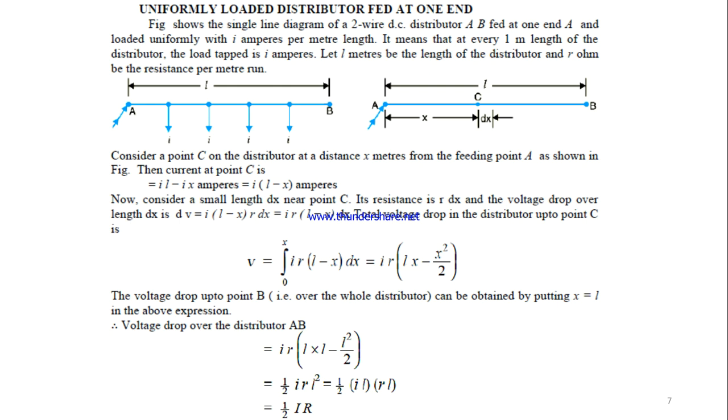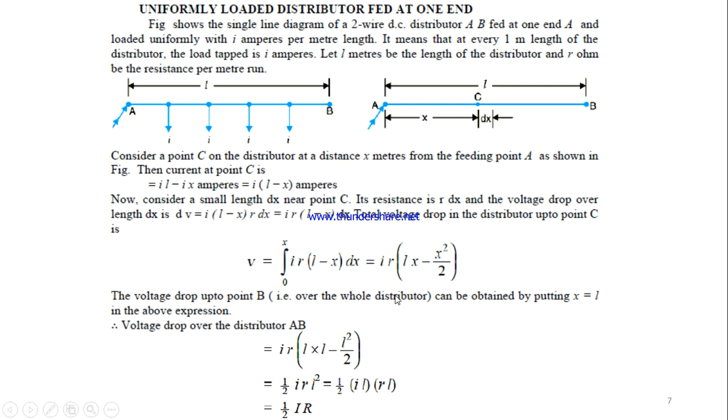Next is the uniformly loaded distributor. Uniformly loaded means all the consumers consume the same amount of current. In such cases, we can directly go for the total voltage drop equation. V is equal to the integral from 0 to X. Let us consider a point C in the second diagram, at a distance X, and consider an elementary section dx. In this case, it is 0 to X of I into R, depending upon the length, (L minus X) into dx.